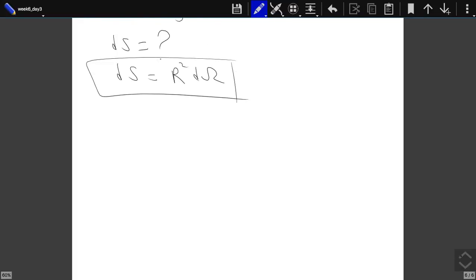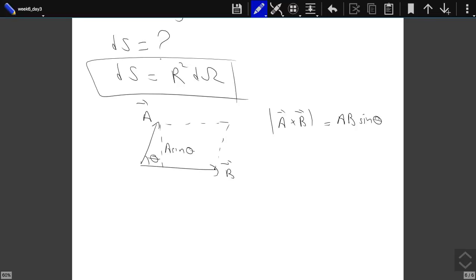I like another way. Let's look at the vectors. We have the vector A, we have the vector B. What is the magnitude of A cross B? A times B times sine theta. So what is the area of this parallelogram? Area is equal to the magnitude of the cross product. So great, we have a way of calculating the areas, if we can identify vectors.